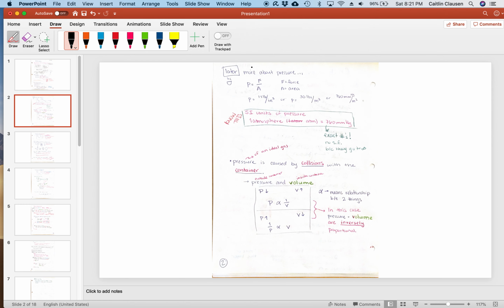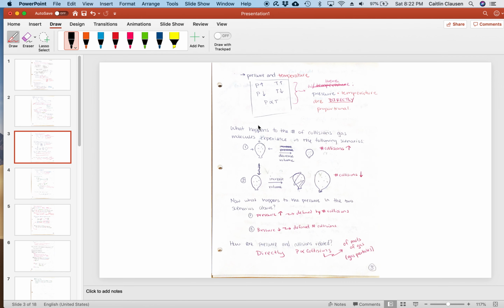We talked about pressure. Pressure is defined as a force per area. We talked about the units. We are going to use the units of atmospheres, which are equal to 760 millimeters of mercury. Again, this is a conversion, so it's an exact number, and there are no significant figures from these values.